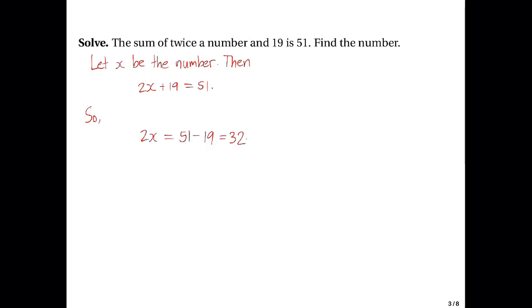Okay? And this means we continue with the solution. So again, we can divide both sides of the equation by 2. So I will skip that part for the left-hand side. We'll just have x on the left-hand side, while on the right-hand side, we have 32 over 2. And 32 over 2 is equal to 16.